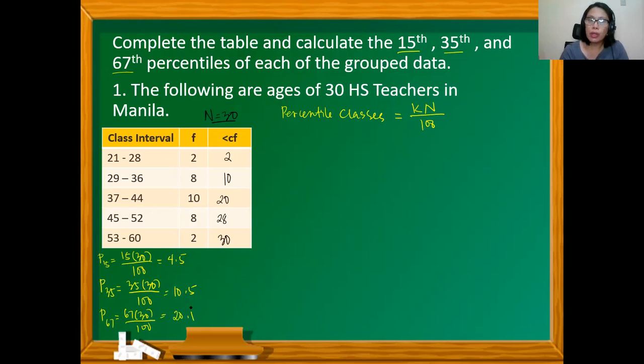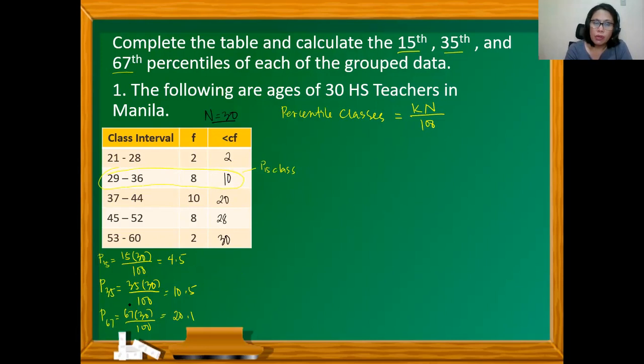Now we're going to locate the P sub 15, P sub 35, and P sub 67 classes. So for P sub 15, we're going to locate 4.5. Since there is none here, we're going to consider greater than 4.5. So we have four possible values here, but we're going to consider the closest value to 4.5. So therefore, we will now consider this as the P sub 15 class.